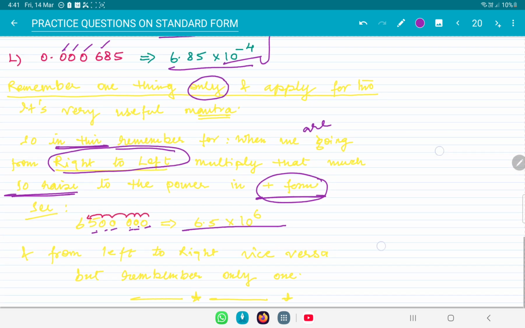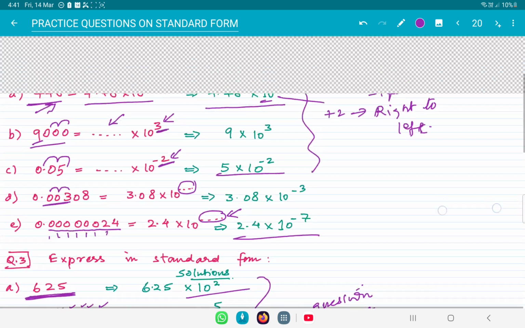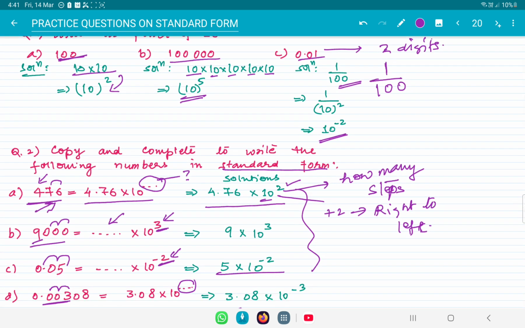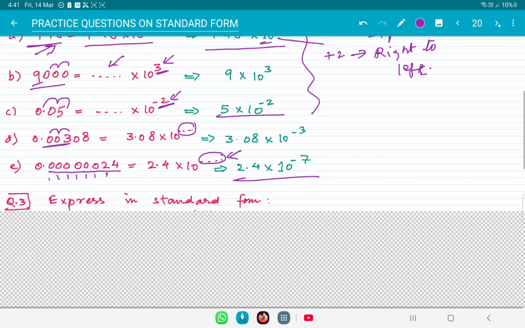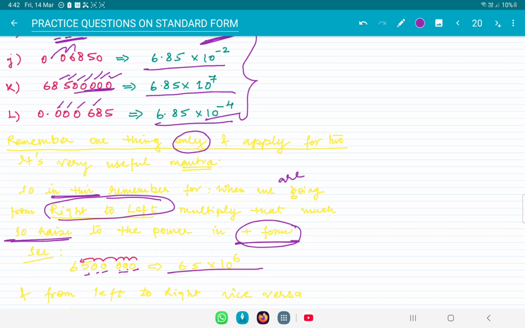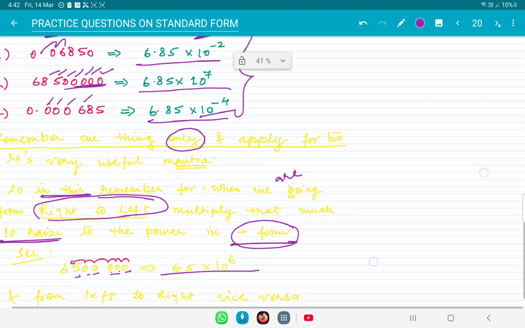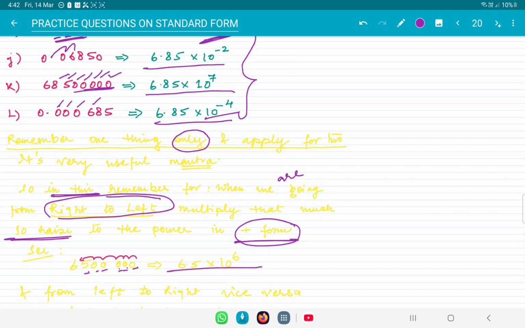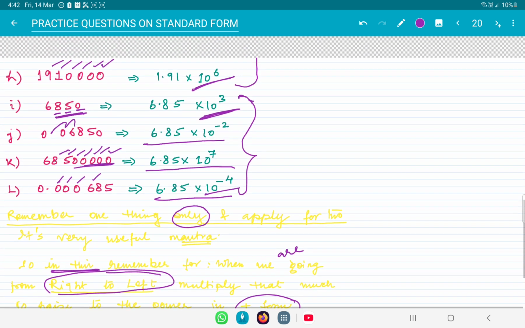Okay, so just to summarize this video, we have seen how we can write different large or small numbers in powers of 10. These powers of 10 can be positive as well as negative. You can use the formula that whenever we are going from right to left, our power of 10 will come in positive form. Use this, and you can do any question and it will be right.